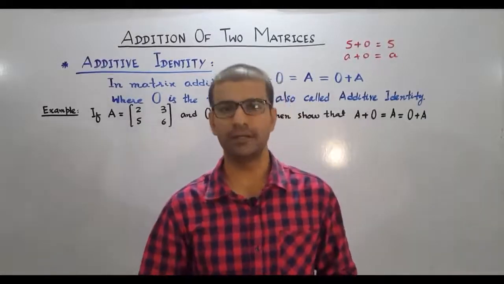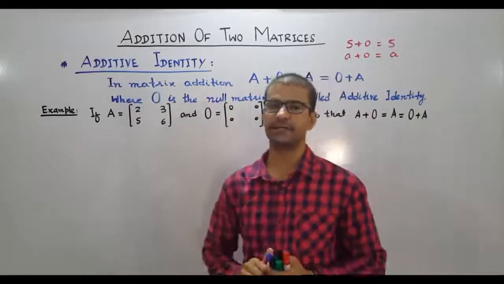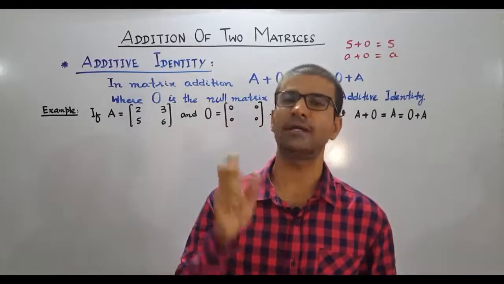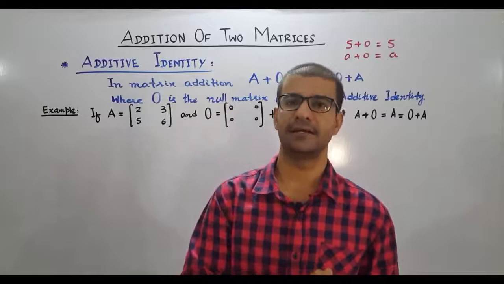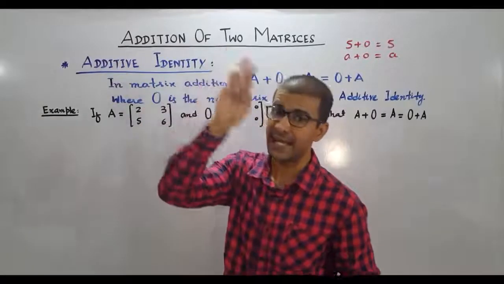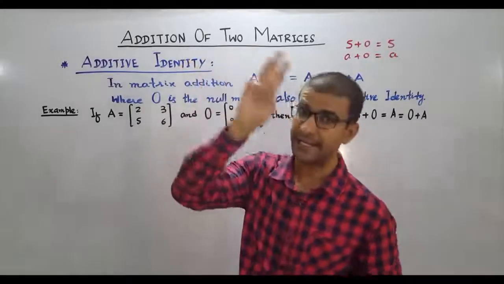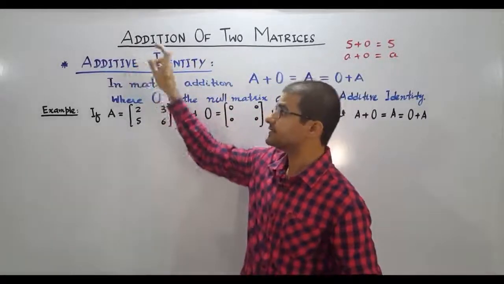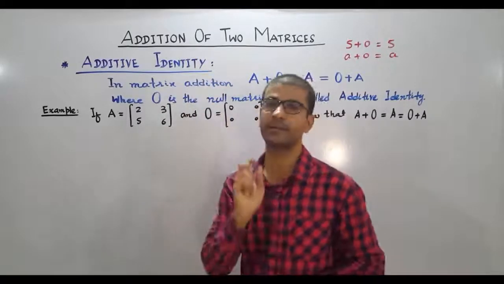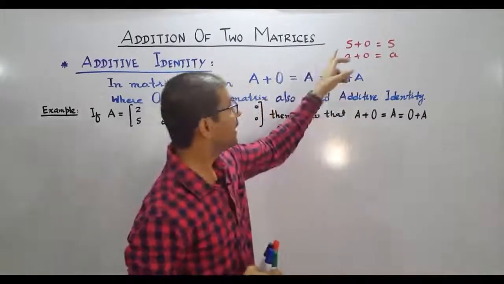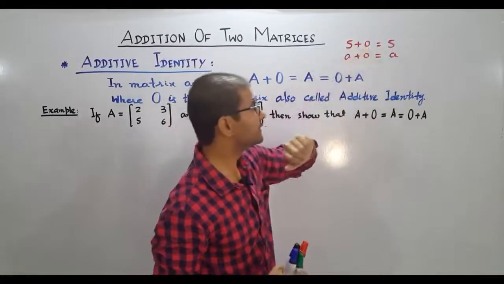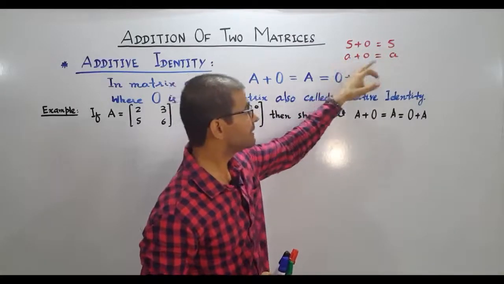In this video you will learn additive identity. Students, in arithmetic, 0 is called additive identity. Why? Because additive means add, identity means identical. When we add 0 to any number, it will remain identical, it will remain the same. For example, 5 plus 0 gives 5. A plus 0 gives A.